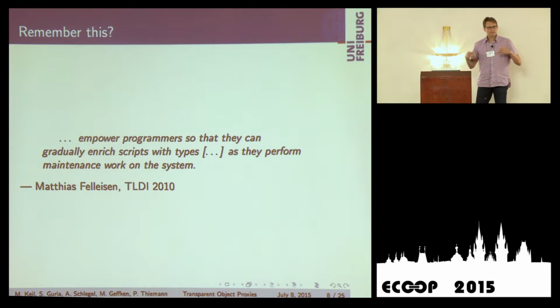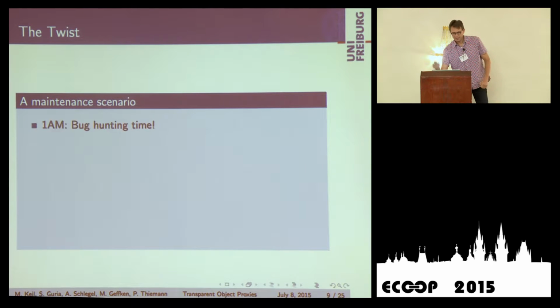Right, so let's now look into a particular way of using these contracts. And this morning in the first talk, I realized that we were on a good track because Asumo already quoted Matthias Keil, that he said contracts are good to empower programmers. So the idea of using contracts is to empower programmers so that they can gradually enrich scripts with types as they perform maintenance work on their system. Let's switch to maintenance mode. Okay.